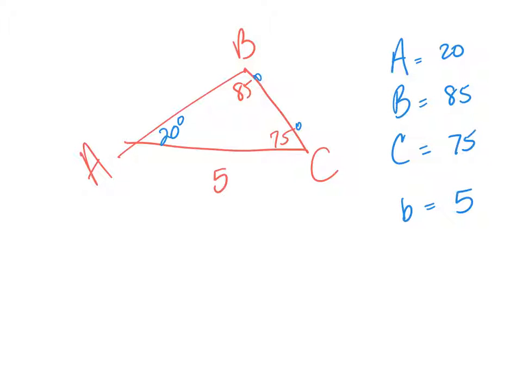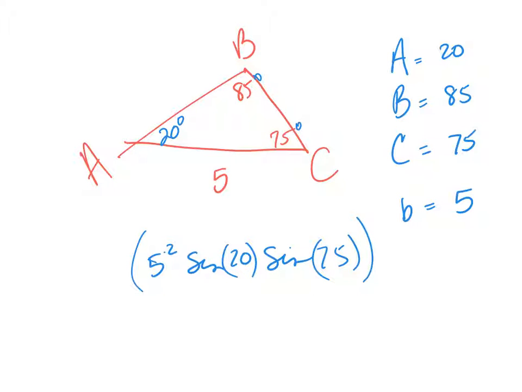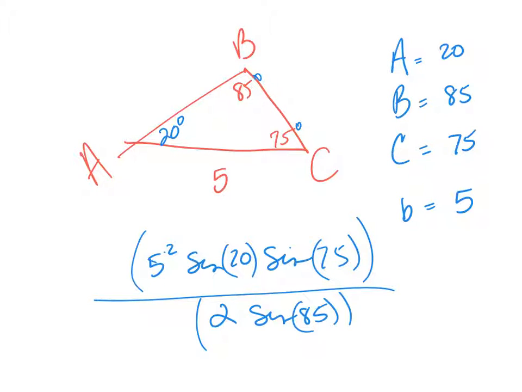So it should be 5 squared sine of 20 sine of 75 in parentheses all over 2 times sine of 85, and there's parentheses just like that. When you're keying it in, make sure you key in all those parentheses. So the answer is 4.15 units squared, and you're done.